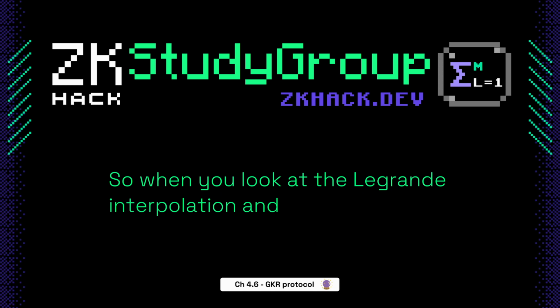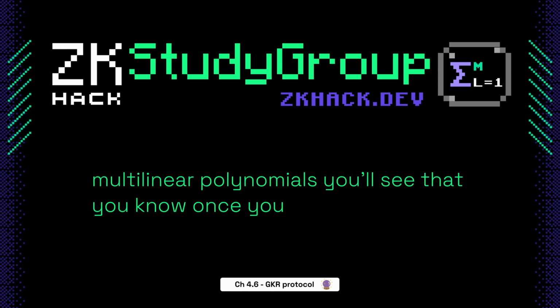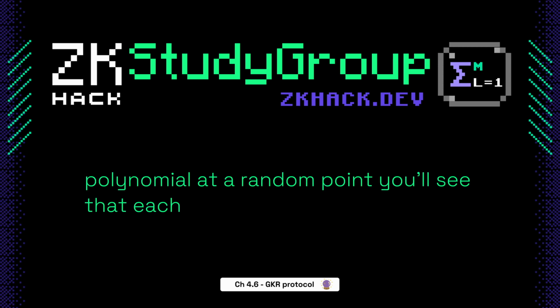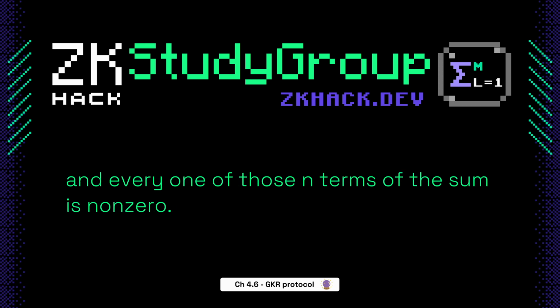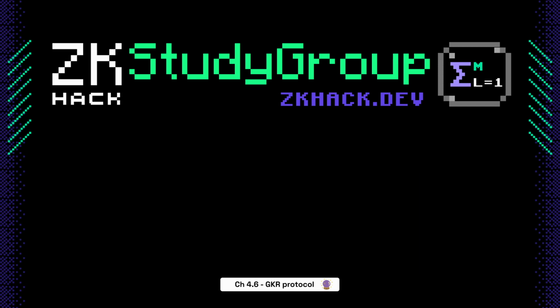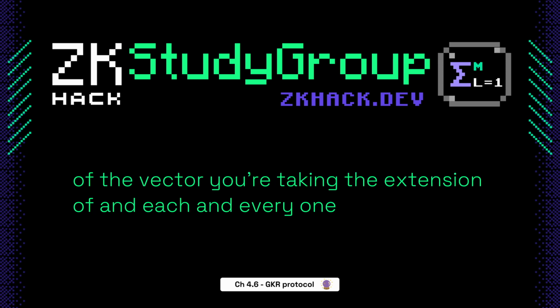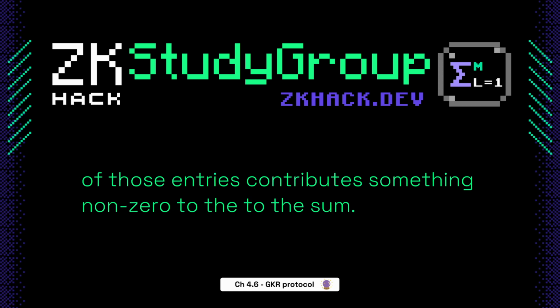So when you look at Lagrange interpolation of multilinear polynomials, if you're evaluating the multilinear extension polynomial at a random point, you'll see that each and every one of those n terms of the sum is non-zero. There's one term of the sum for each entry of the vector you're taking the extension of, and each and every one of those entries contributes something non-zero to the sum.